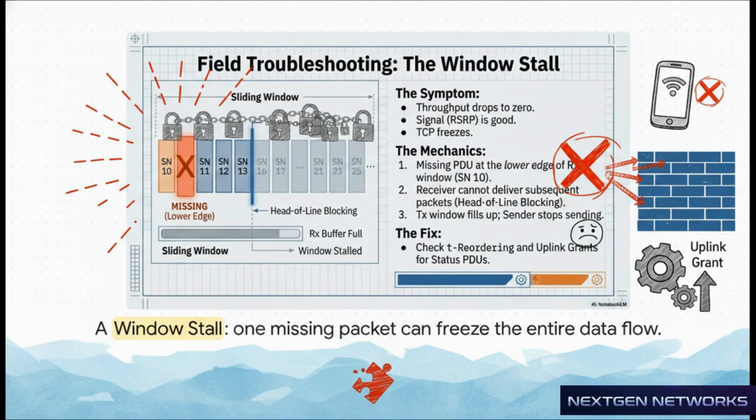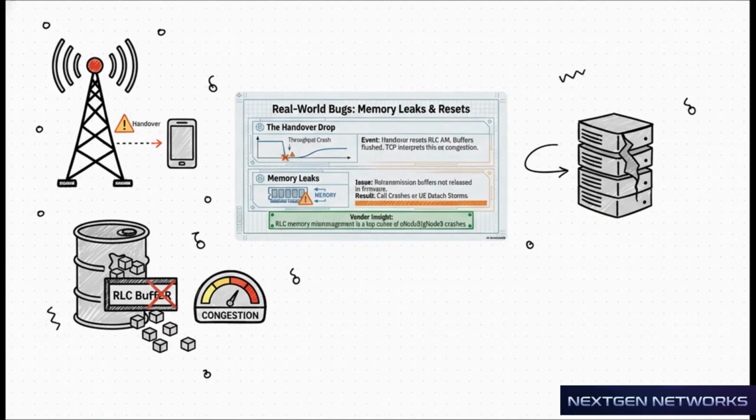Now, because RLC in acknowledged mode must deliver data in the correct order, it can't deliver packets 11, 12, or 13, even though they've arrived perfectly fine. The entire data flow just freezes, completely blocked by that one missing piece. It's why your phone can show full bars of signal, but absolutely nothing will load. And other real-world problems can be even worse. When your phone switches towers, that's called a handover, the RLC has to reset. That can actually trick your internet connection into thinking the network is congested, and suddenly your download speed just crashes.